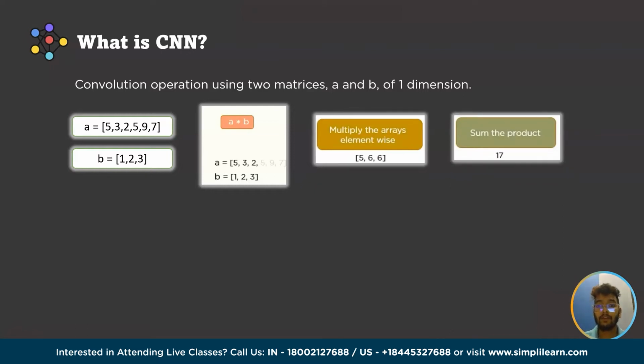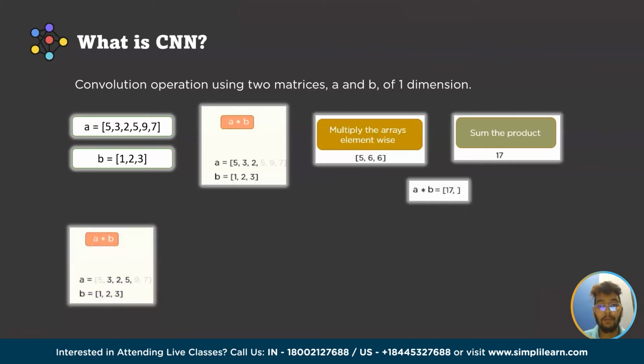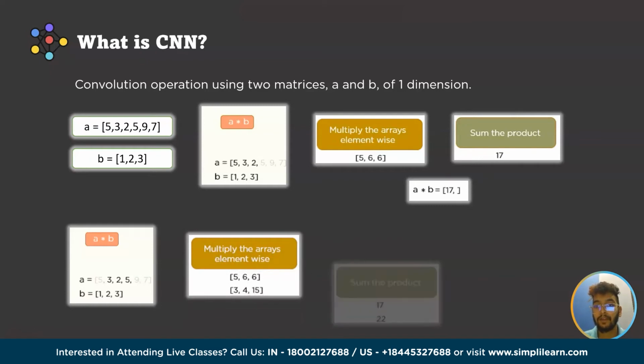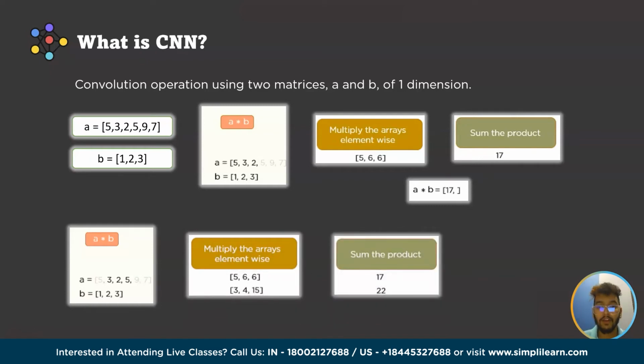So the first three elements of matrix A are multiplied with the elements of matrix B and the product is summed to get the result. So A into B is 17. The next three elements from matrix A are multiplied by the elements in matrix B and the product is summed up. So here the sum of the product is 22. So A into B is 17 and 22. This process continues until the convolution operation is complete.